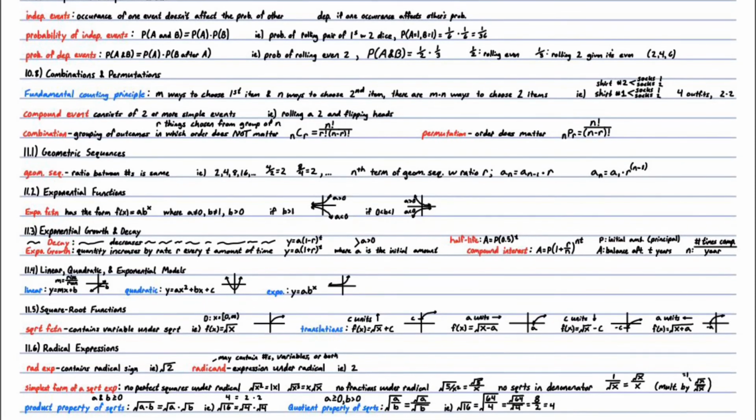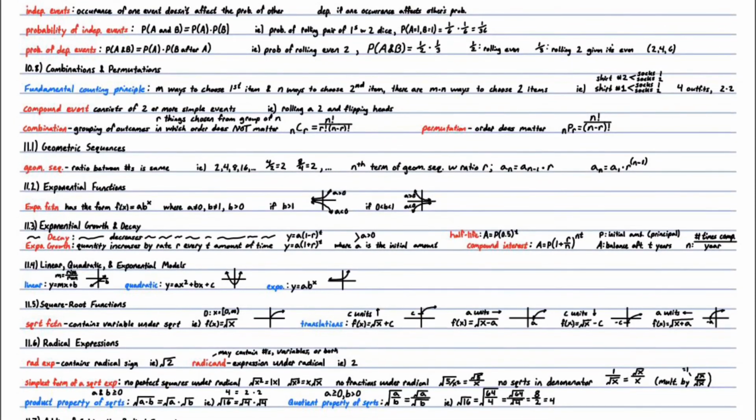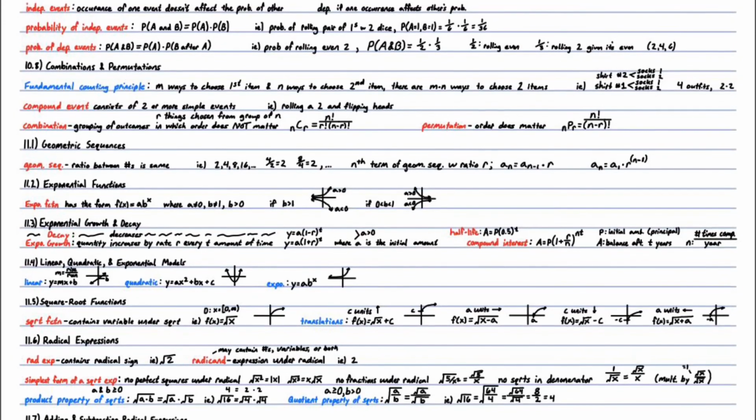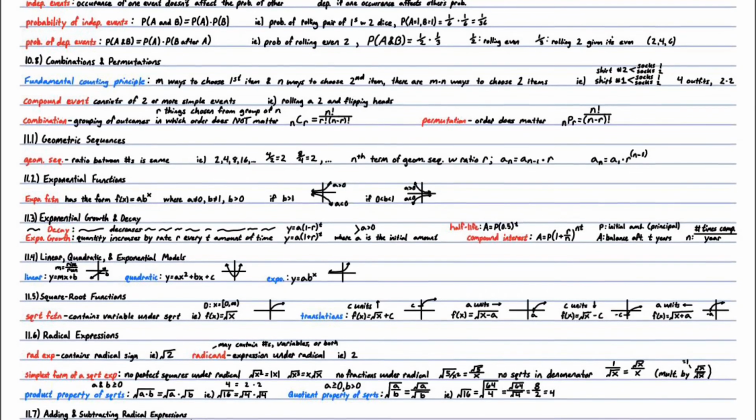Geometric sequences. A geometric sequence is a sequence where the ratio between numbers is the same. The nth term of a geometric sequence with ratio r equals the previous term times the ratio r, which equals the first term times r raised to the power of n minus 1. Exponential functions.